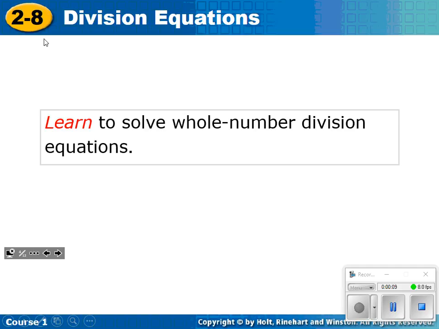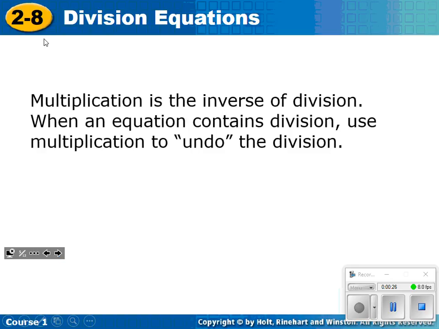We did addition, we did subtraction, we've done multiplication. Obviously, today we're going to do division. Now, nothing changes. It's all the same. It's still all the same. So, we're going to solve whole number division equations. Multiplication is the inverse, the opposite.